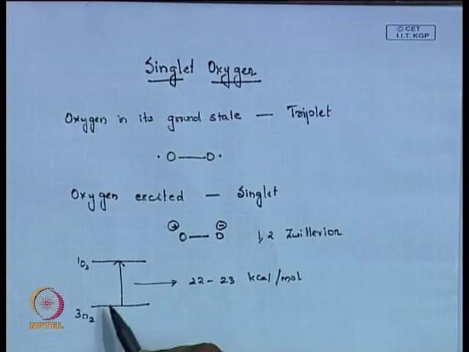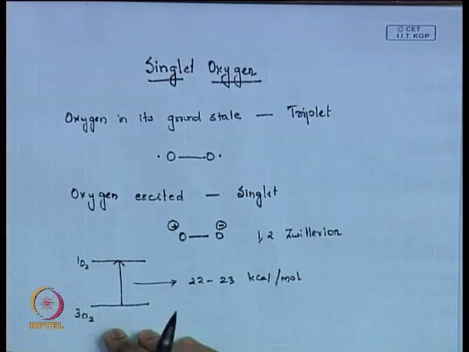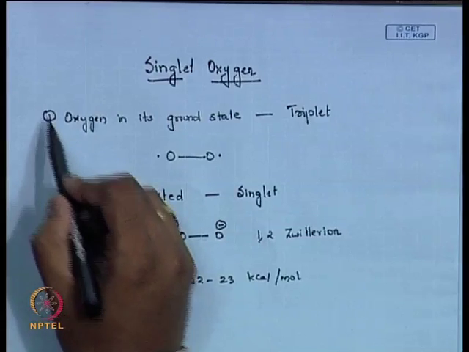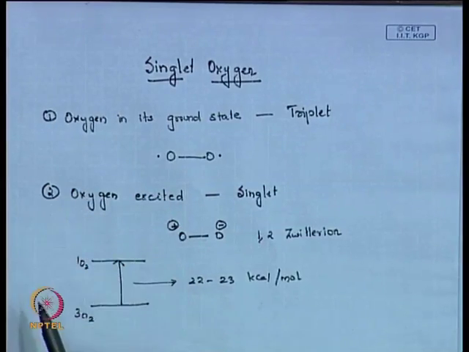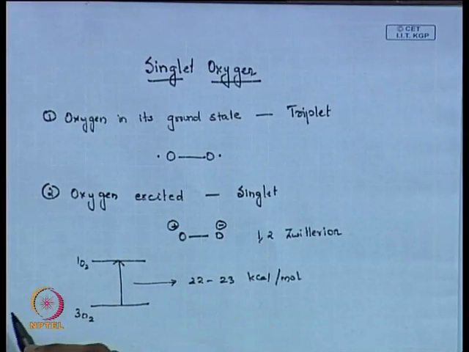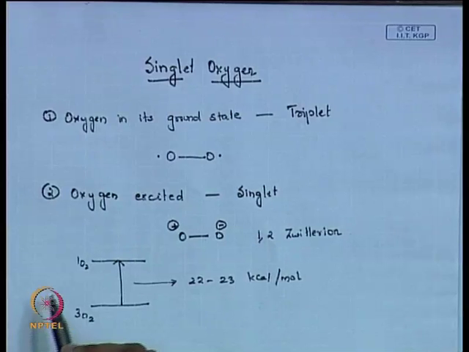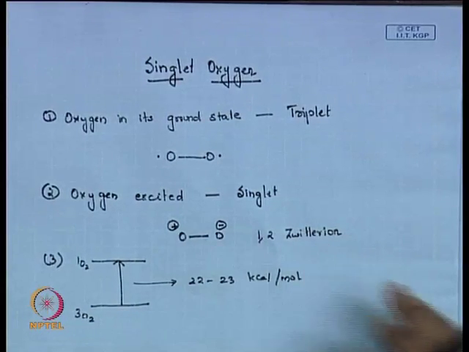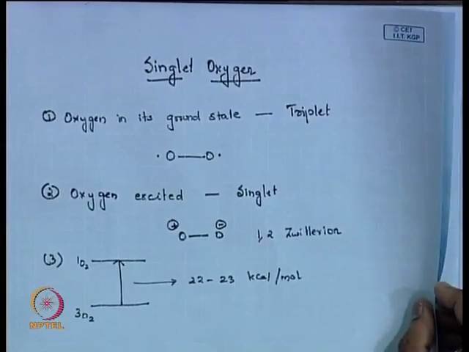You will know why this is important when I take the application. Okay. So, basically oxygen's ground state is triplet, do not forget that. Once you excite it, it becomes singlet, that acts more like a 1,2 zwitterion. The energy gap between singlet and triplet is roughly around 20 to 23 kilocalories per mole.